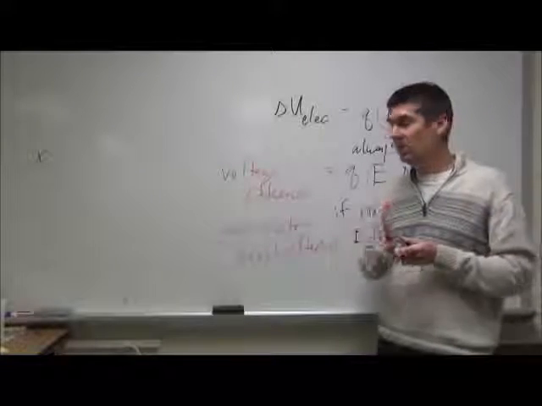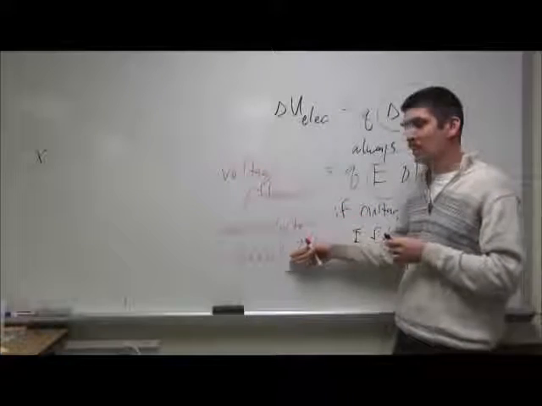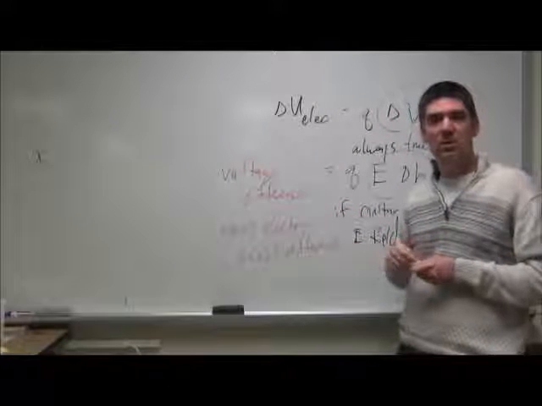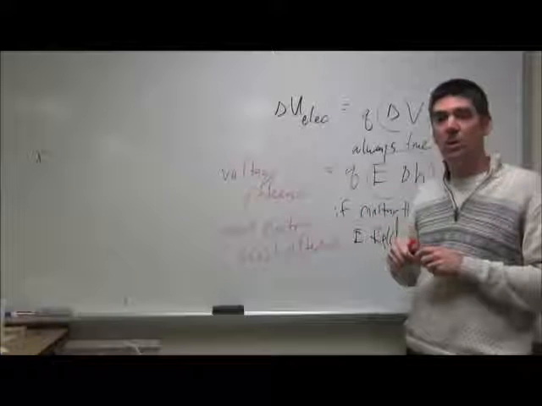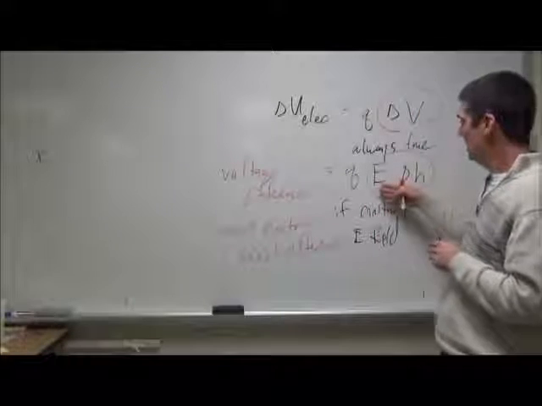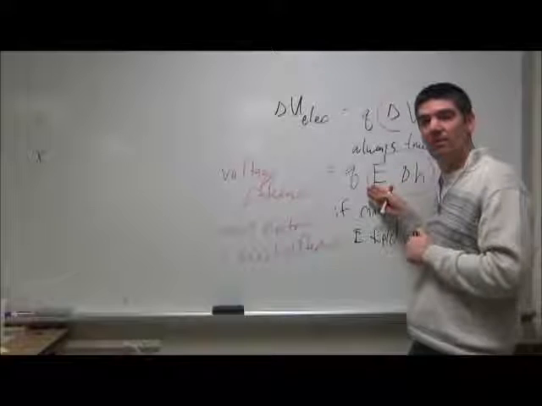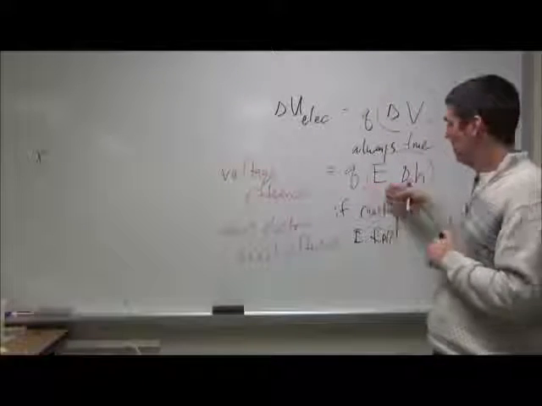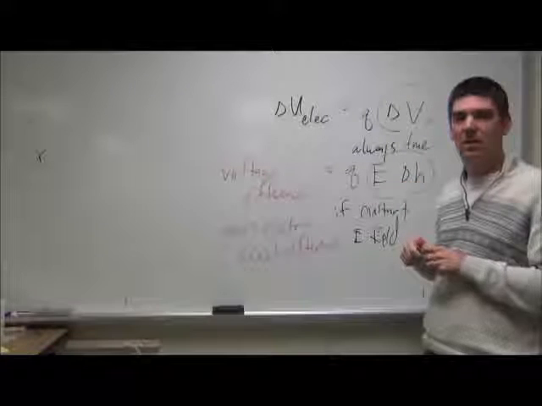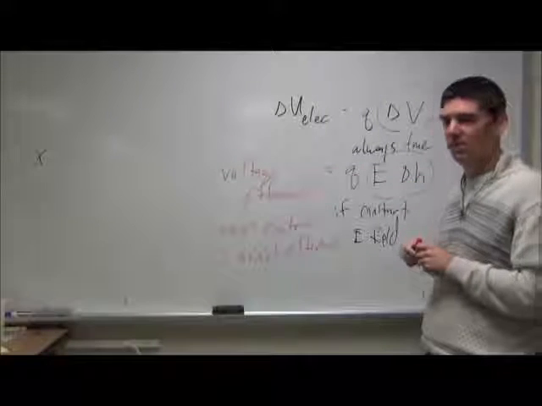Now, that also means that if there's no electric height difference between 2 places, then there'll be no voltage difference between 2 places. And there's 2 ways that that could happen. Either if there's no electric field in the region, then there can't be a voltage difference. The other way is if there's no difference in height. And we're going to see examples of both of those in just a minute.